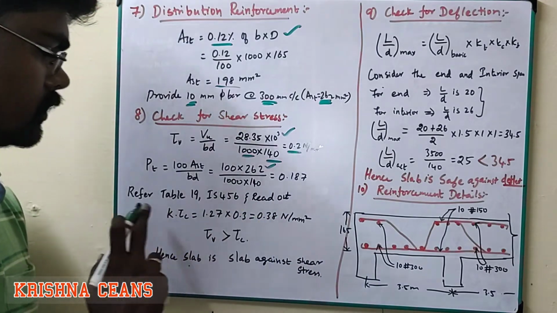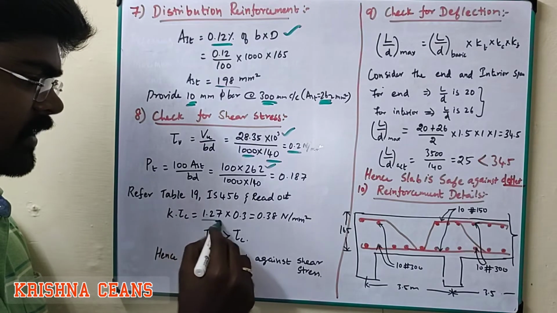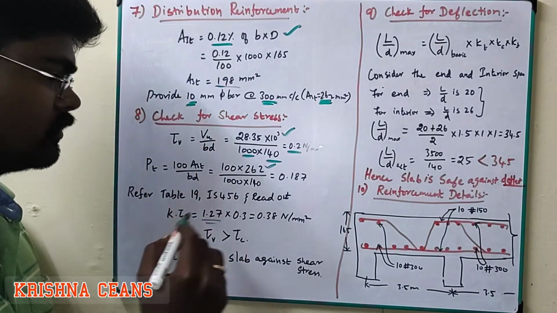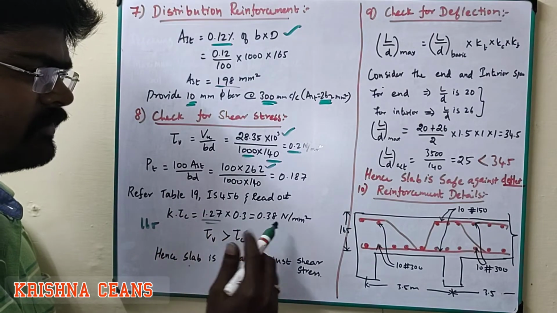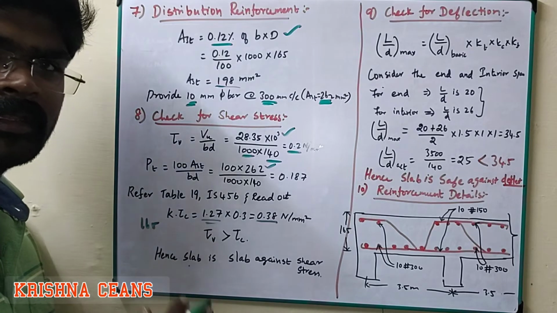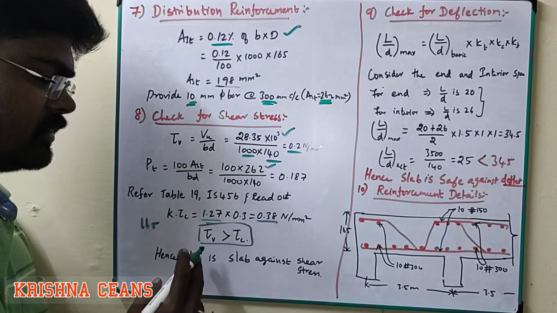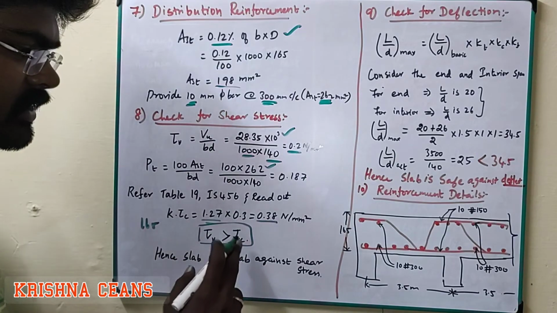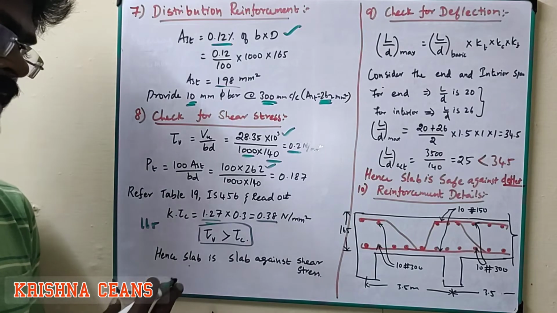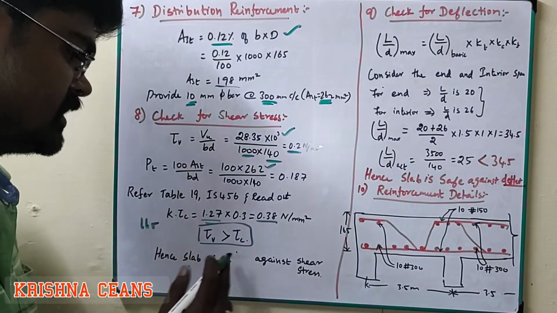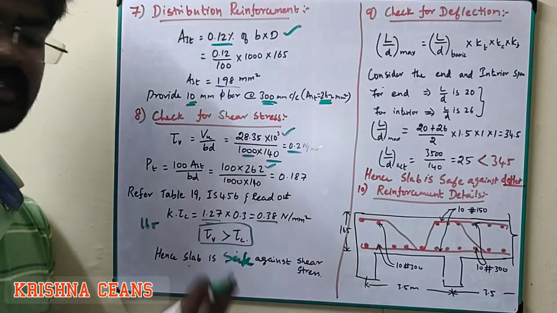So now refer to IS 456 table number 19. We will get, for the depth we provided of 165 mm, the factor is 1.27 into 0.3, we will get 0.38 Newton per mm square. So as we compare with tau V, tau V is very much less than the tau C value. So hence the slab is safe. Slab is safe against shear stress.